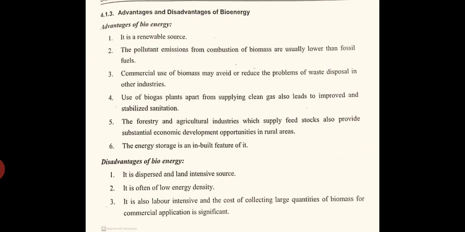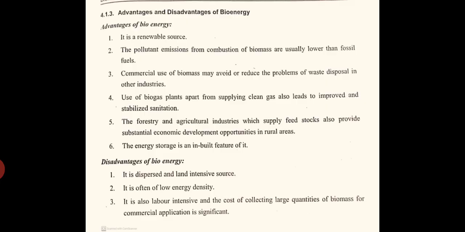Now coming to the advantages and disadvantages of bioenergy. First one is advantages of bioenergy. It is a renewable source, that is the main advantage. Fossil fuels are non-renewable, so depending on them is very difficult. So we have to shift towards bioenergy. The main advantage is that bioenergy is a renewable source of energy.